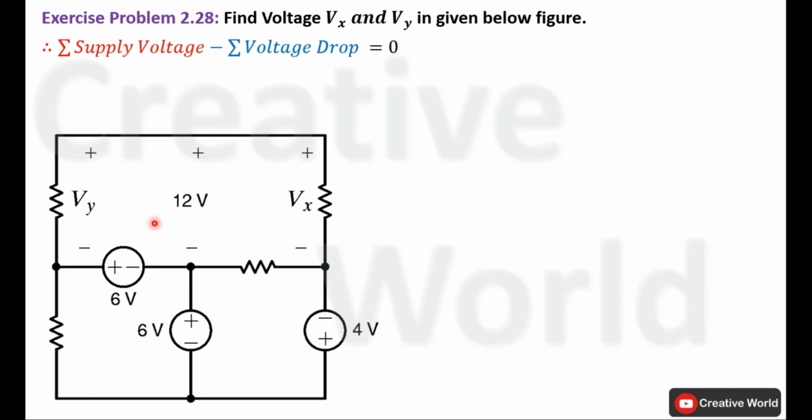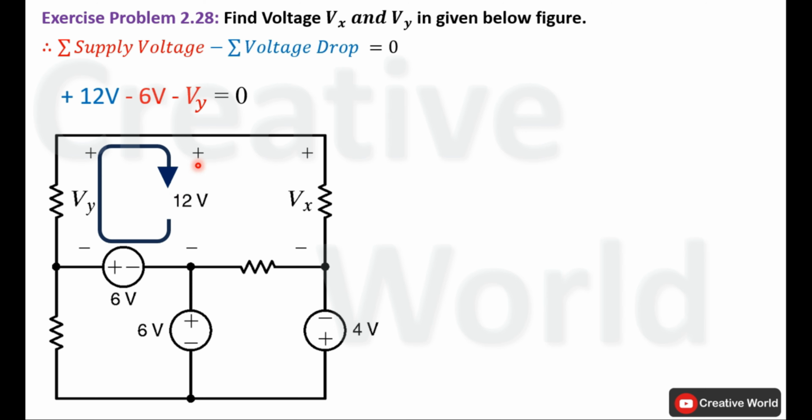In order to do that, we have to assume the direction of current inside this closed loop. I am assuming the direction of current clockwise. You may take counterclockwise as well. Now I will write Kirchhoff's voltage law equation for this closed loop. I will start from here.